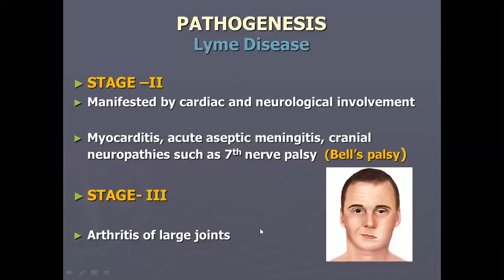Now, in the third stage, there is arthritis with large joints. There is arthritis, but there is no inflammation. So we say it's not a real arthritis; it's arthralgia. Technically speaking, it's not arthritis; it's arthralgia. Swelling is not much, but the pain is very severe. So here you can see how the facial expression would look in the case of Bell's palsy. This is due to damage of the seventh cranial nerve caused by some of the enzymes, or maybe some of the, not exotoxin, but the endotoxin liberated by the Borrelia burgdorferi.